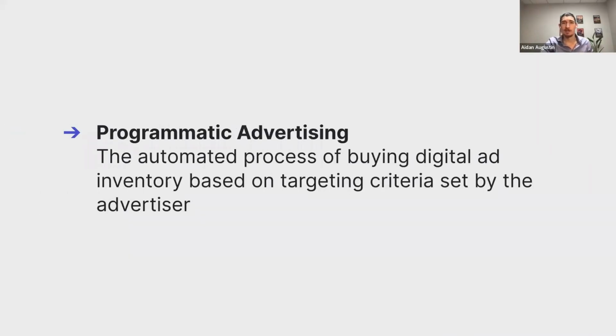So if I was to offer a definition of programmatic advertising, it's the automated process of buying digital ad inventory, and it's driven by the advertiser. You are setting targeting criteria, and your ads are reaching the people you're trying to reach throughout the web.